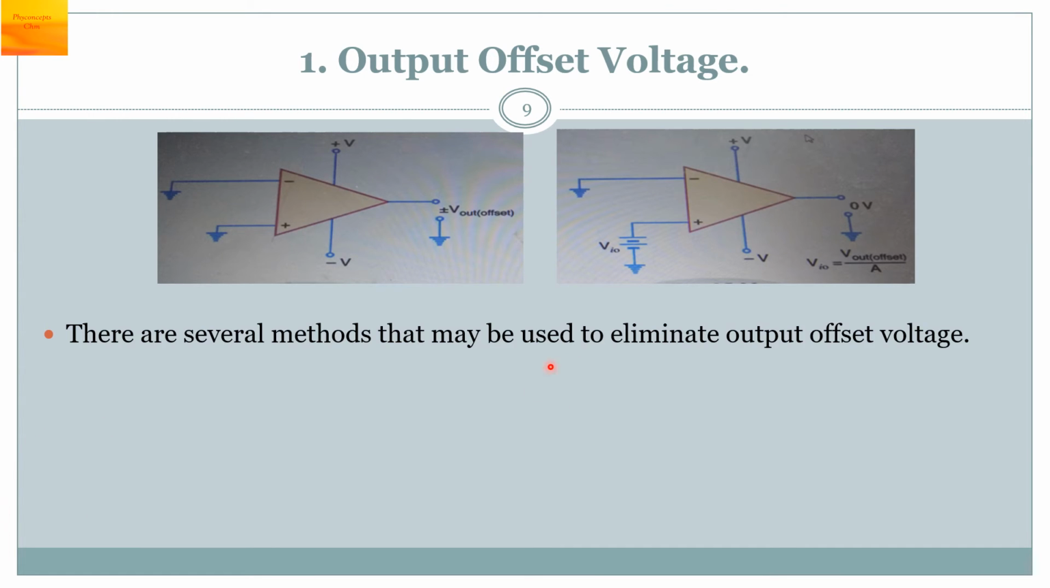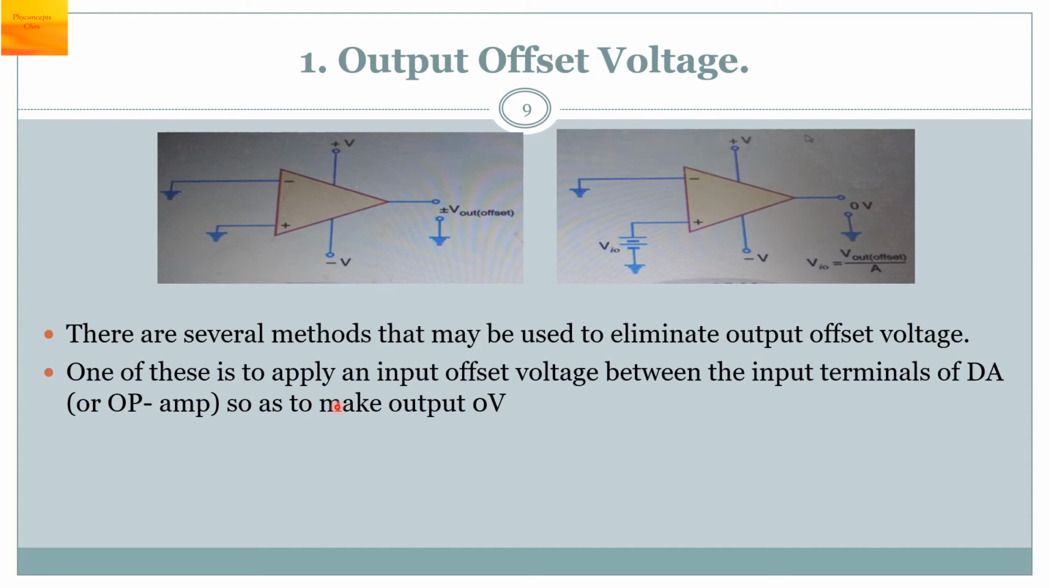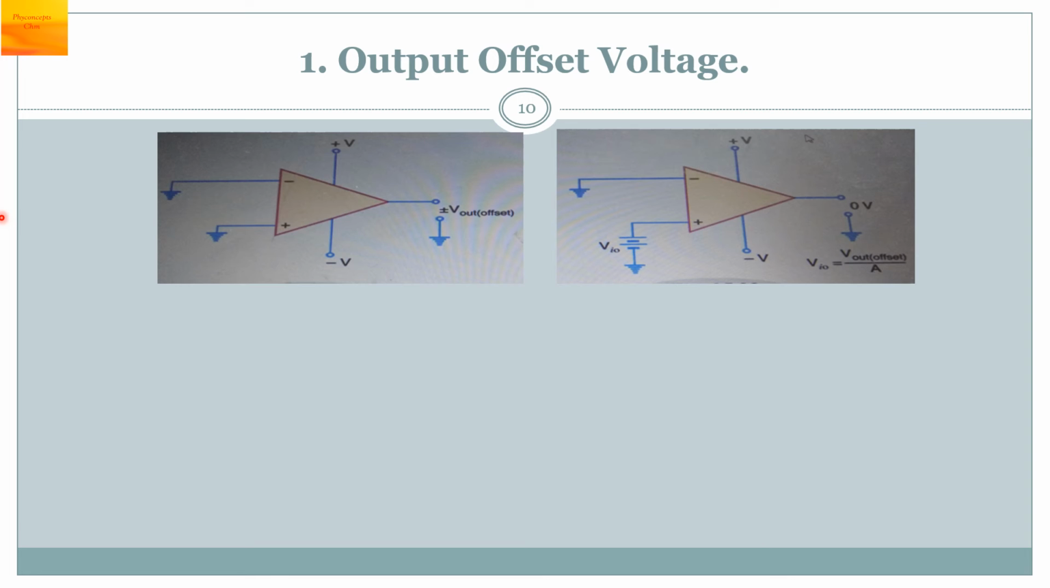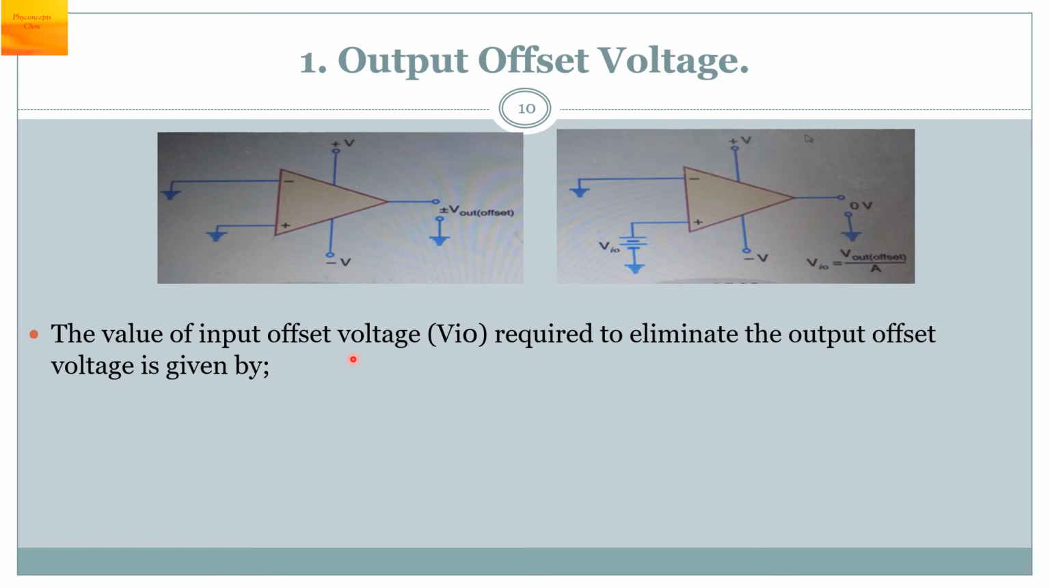There are several methods that may be used to eliminate the output offset voltage. One of these is to apply an input offset voltage between the input terminals of the differential amplifier this way, so as to make the output 0 volt. The value of the input offset voltage required to eliminate the output offset voltage is given by VIO is equal to Vout offset divided by the gain A. A is the voltage gain.